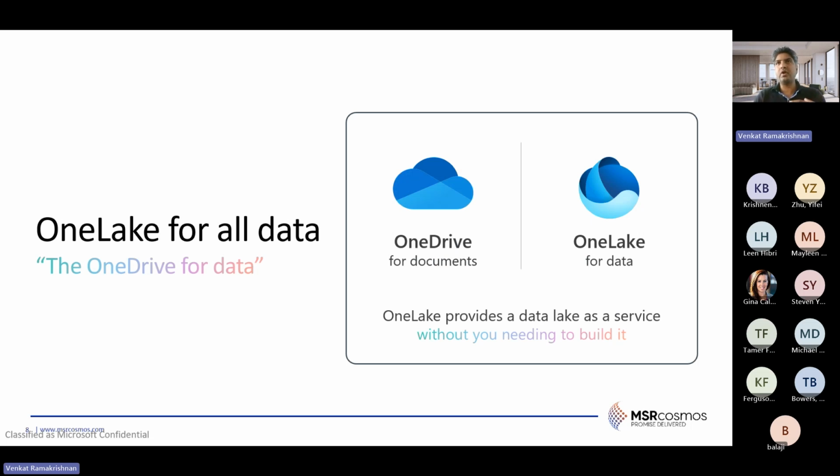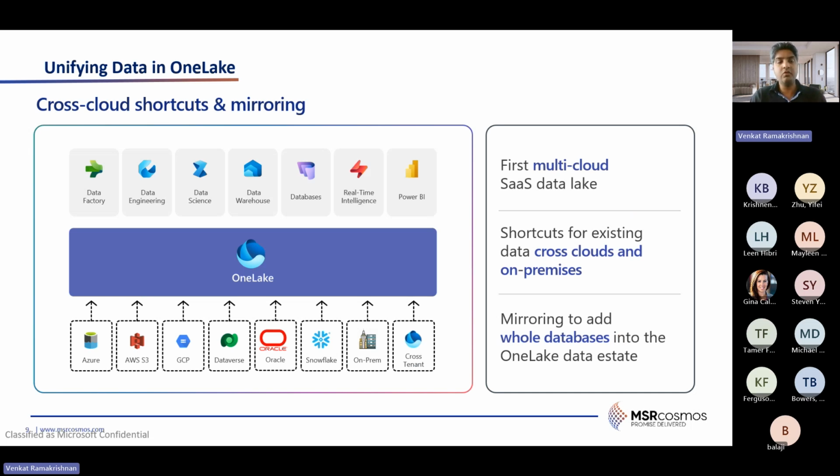You think of OneLake as the OneDrive for all of your data. With OneLake, you can really create an AI-powered data estate to fuel your AI innovation and data culture. OneLake is built to span an entire organization, right, with domains and workspaces that can help you organize your data into a logical data mesh. OneLake shortcuts and mirroring capabilities enable you to access your entire multi-cloud data estate from a single organized data lake. So with the help of OneLake, you can unify your data across a multitude of sources. Whether you use shortcuts for existing data across clouds or on-premises, or you could use mirroring to add entire databases into the OneLake data estate.